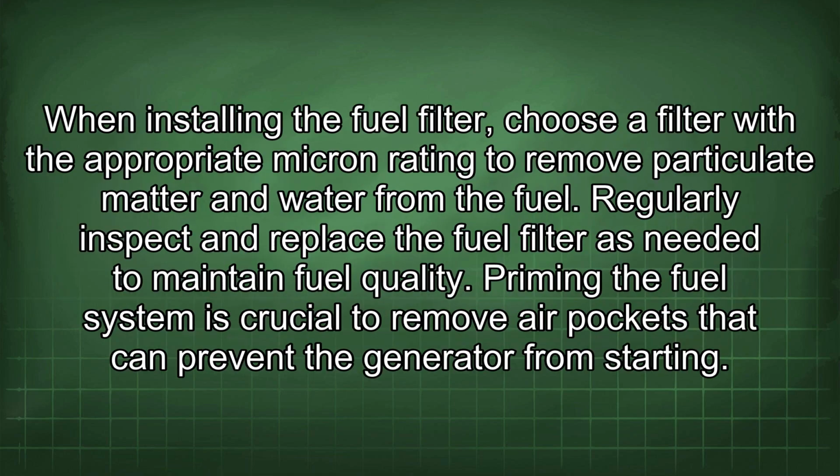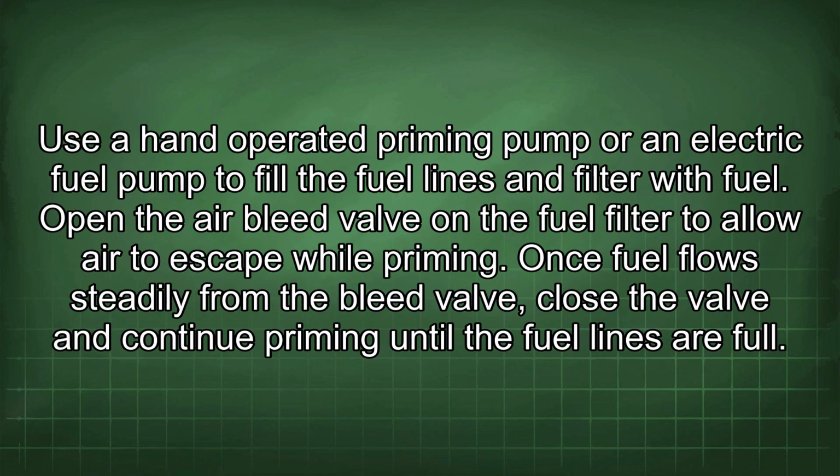When installing the fuel filter, choose a filter with the appropriate micron rating to remove particulate matter and water from the fuel. Regularly inspect and replace the fuel filter as needed to maintain fuel quality. Priming the fuel system is crucial to remove air pockets that can prevent the generator from starting. Use a hand-operated priming pump or an electric fuel pump to fill the fuel lines and filter with fuel.